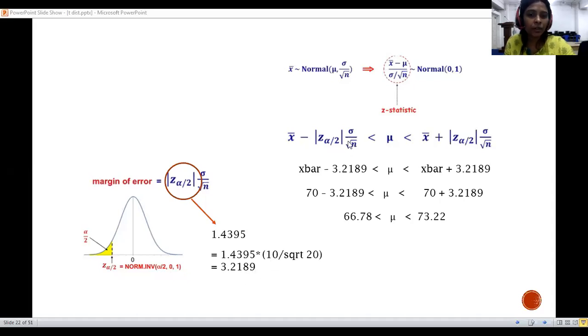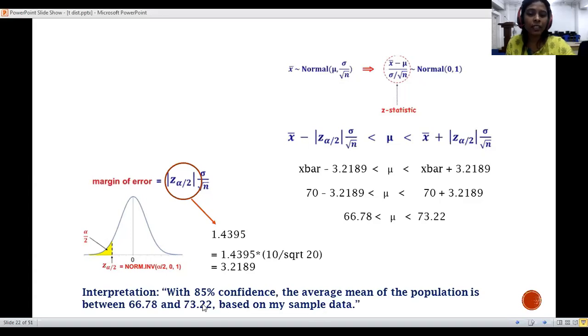After multiplying it with your standard deviation and square root of n. After that, we have just done x bar minus your margin of error. This is basically margin of error. So x bar minus margin of error and x bar plus margin of error, and arrived at this particular value of 66.78 and 73.22. So final conclusion answer is with 85% confidence, the average mean of the population is between 66.78 and 73.22 based on the sample data. Clear? So, this much you will have to write, then only your problem ends. Clear?